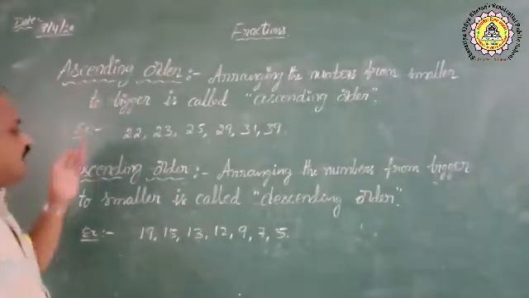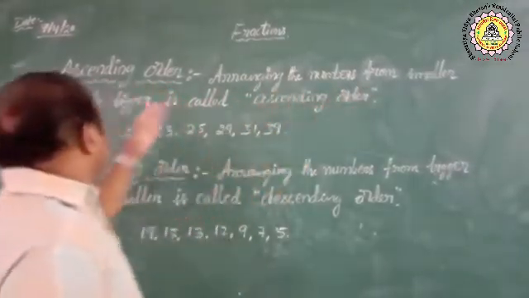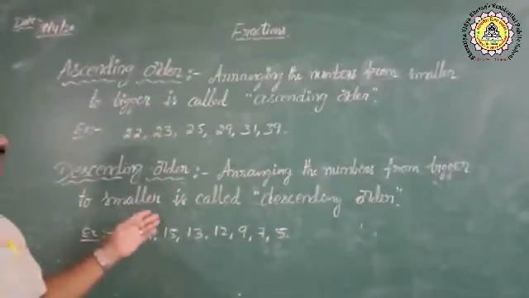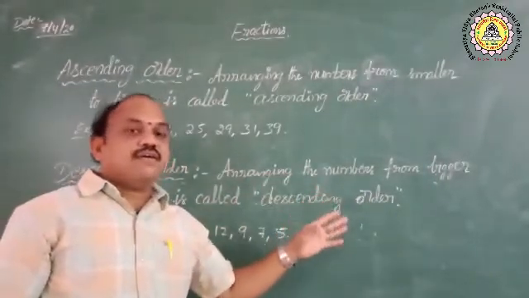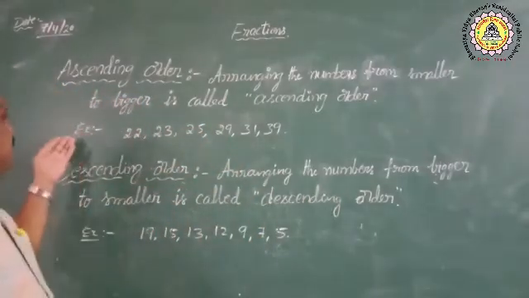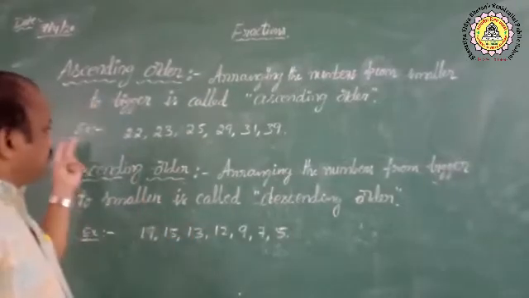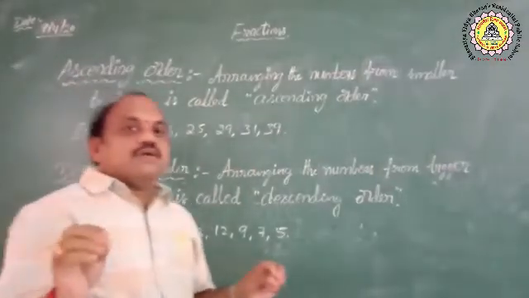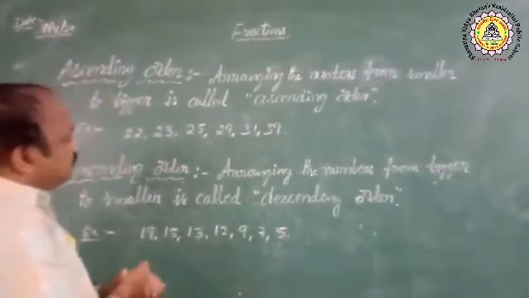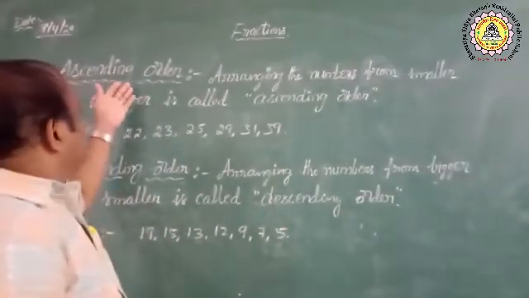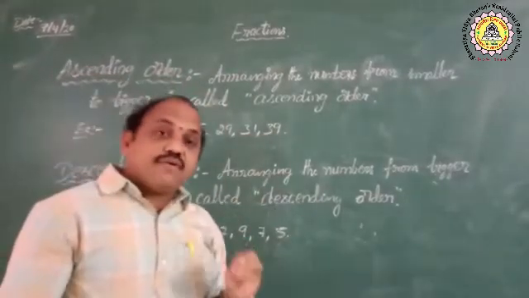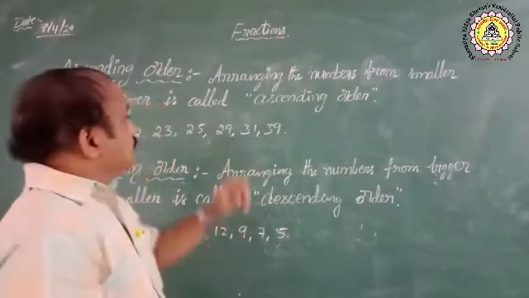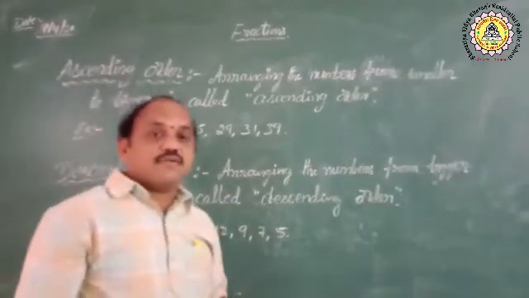Understand? Ascending order and descending order. Arranging the numbers from smaller to bigger is called ascending order. And descending order means what? Arranging the numbers from bigger to smaller is called descending order. For these two definitions, I took two examples here, and all these numbers are natural numbers. So now we should try to write the ascending order and descending order for fractional numbers also.